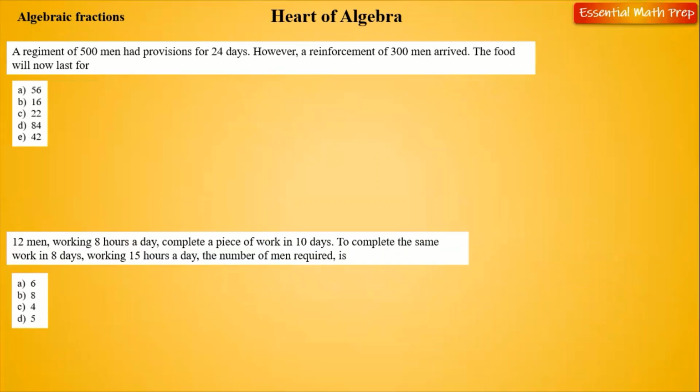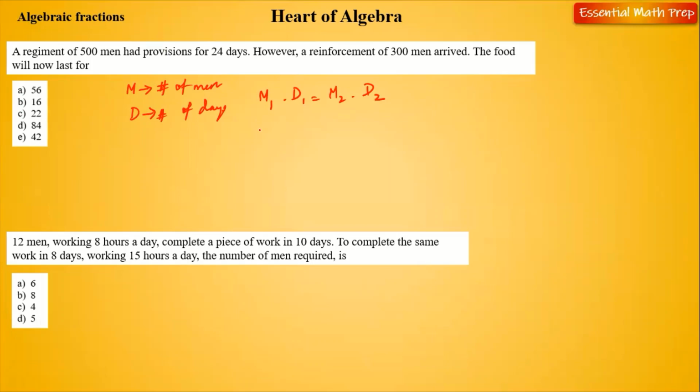A regiment of 500 men had provisions for 21 days. However, a reinforcement of 300 men arrived. The food would now last for, again, just like we did previously. Let's say M corresponds to the number of men and D corresponds to the number of days. So that means M1 times D1 equals M2 times D2.